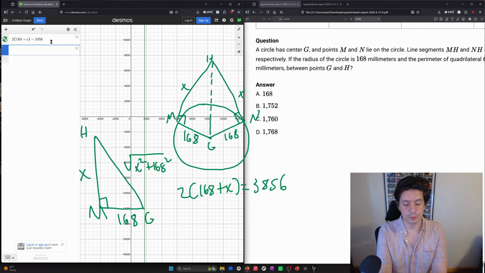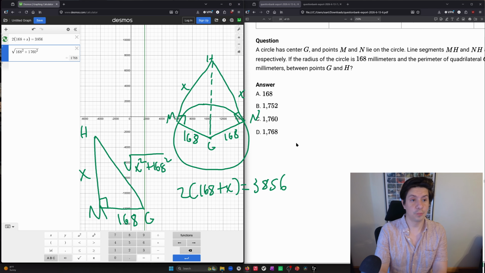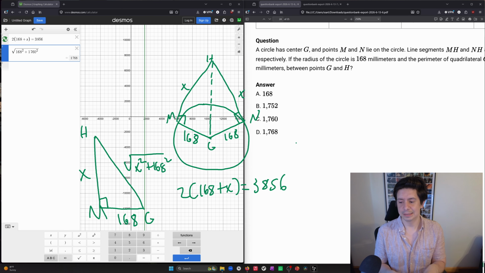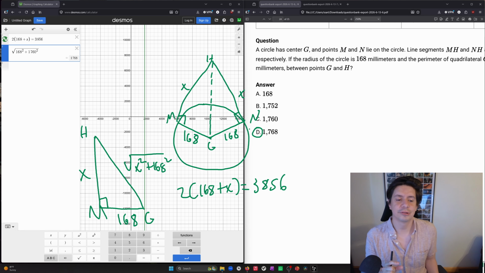And now you're going to do square root, which you can do by doing to the 1/2, or you could just do this here and do 168 squared plus 1,760 squared, and you got 1,768. That is D. Okay, hardest thing to do here is visualize, and remembering that when you have tangents from the same point, the values are going to be equal because you're making identical right triangles.